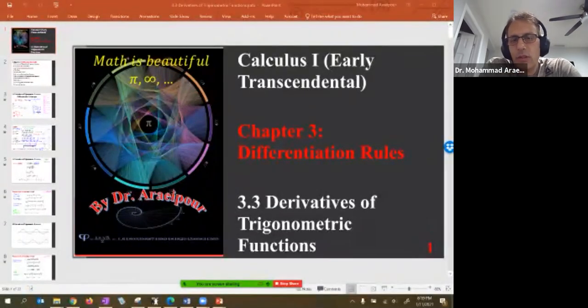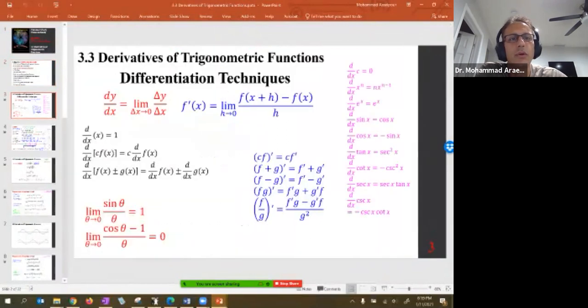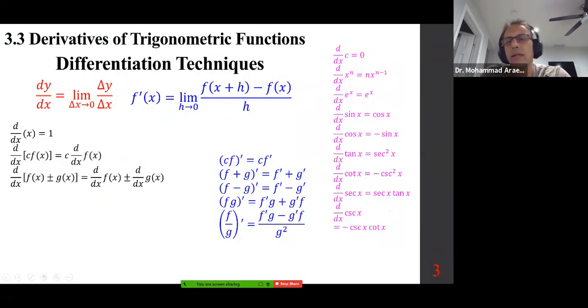Good evening, class. We are looking at section 3.3, derivatives of trig functions. All right, so besides what we have learned so far, we are adding more formulas, class.